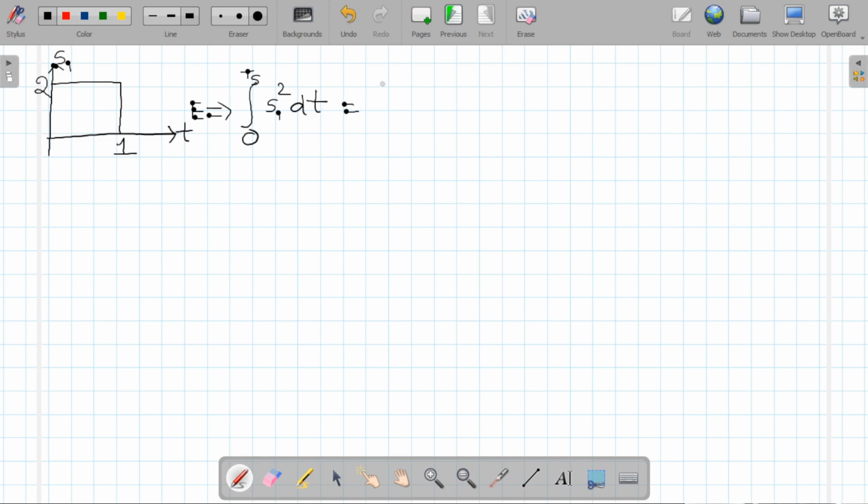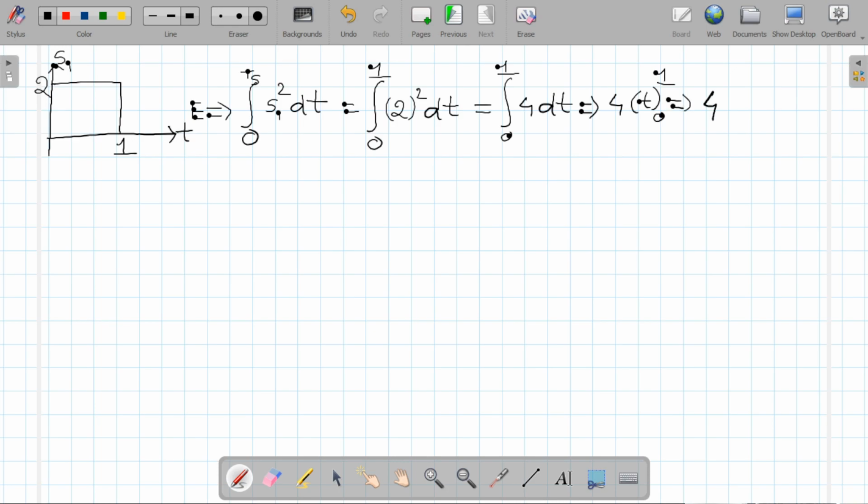We know that the time varies from 0 to 1 and S1 has amplitude 2. So 2 square dt, and we end up with the integral from 0 to 1 of 4 dt. So we finally get 4 times t varying from 0 to 1. We will get 4 as our energy.